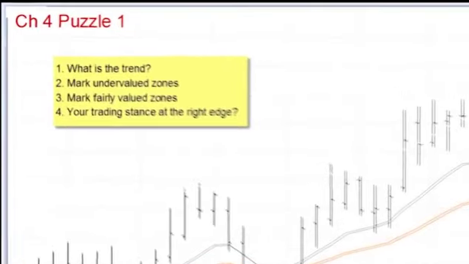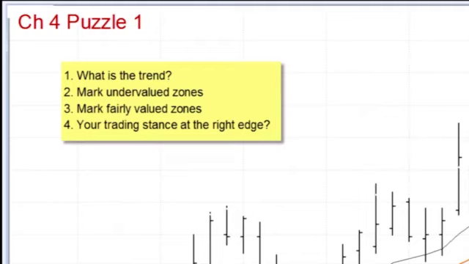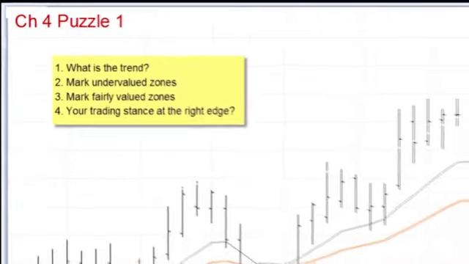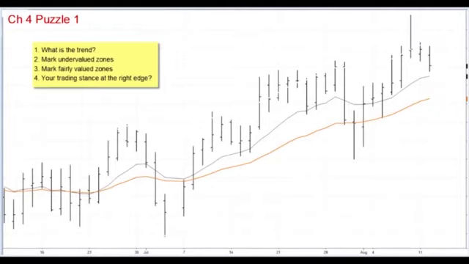4 questions. What is the trend? Of course, at the right edge of the screen, that's where it matters. Mark undervalued zones, mark fairly valued zones. And what do you recommend doing at the right edge of the screen? 1, what is the trend? 2, mark undervalued zones. 3, mark fairly valued zones. Your trading stance at the right edge.